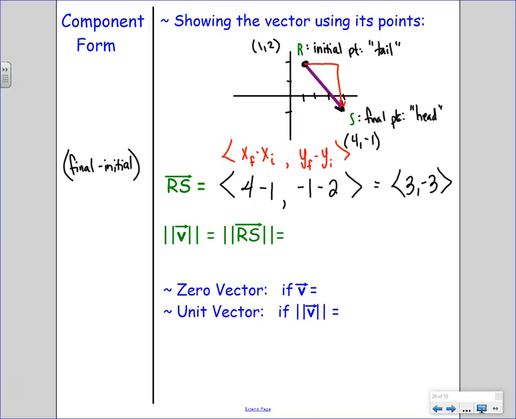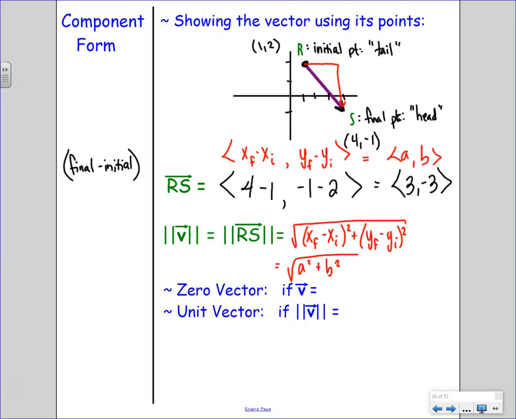The magnitude is as simple as, once you find those horizontal and vertical components, taking the final x minus the initial x, the change in x's, and the final y minus the initial y, squaring them, and taking the square root. If it helps, that's the square root of a squared plus b squared. But it's really just the Pythagorean theorem, to be honest, and a picture might do more than the formula does.